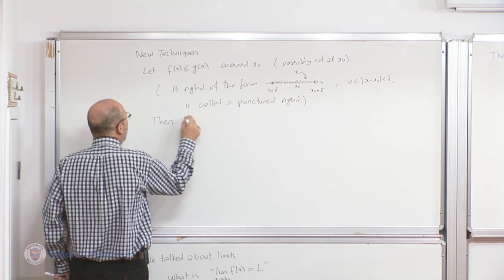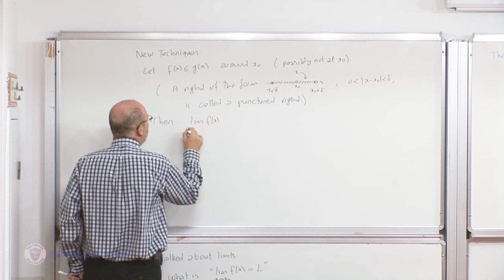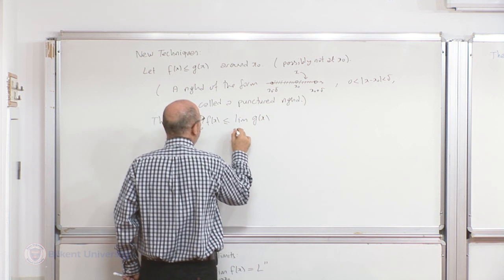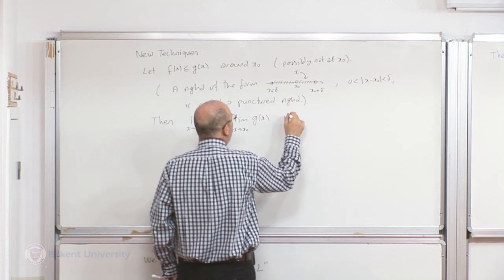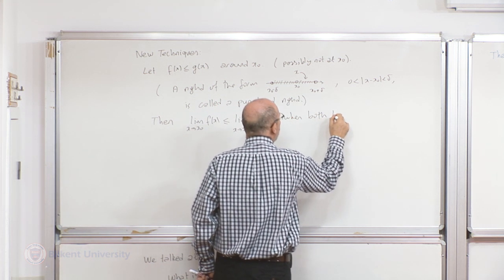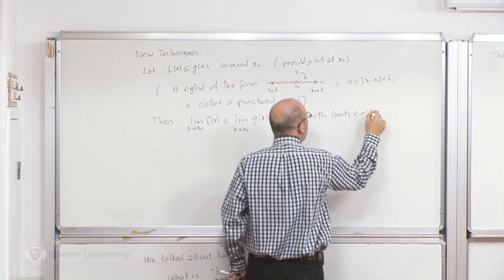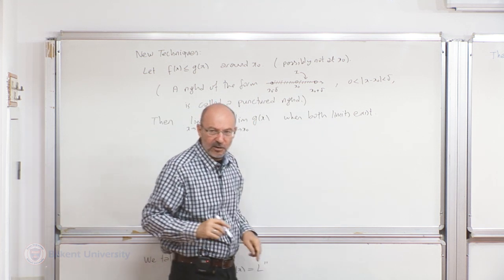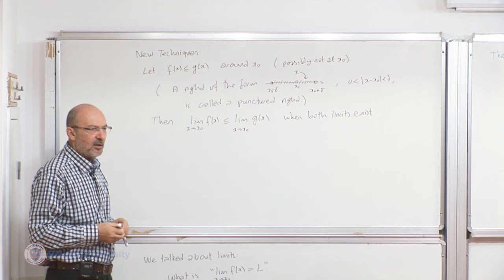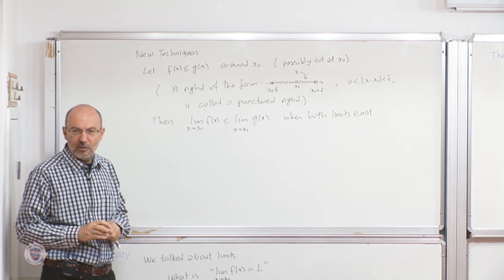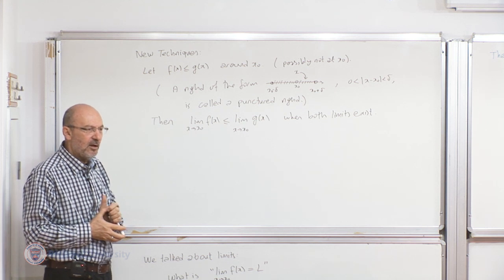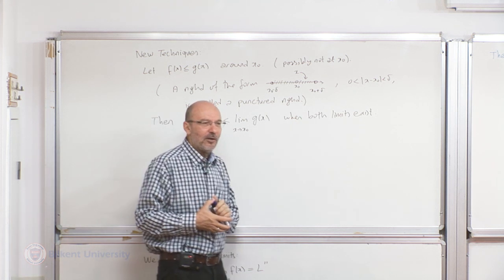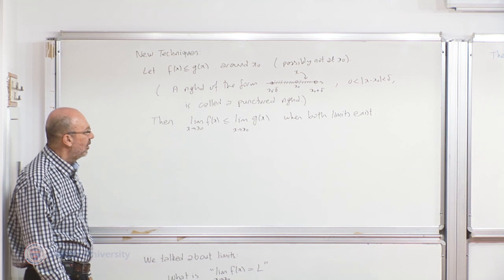Then, the limit of f of x as x goes to x sub 0 is less than or equal to the limit of g of x as x goes to x sub 0, when both limits exist. In math books, in calculus for example, you will always see a safety sentence like this. That means that if the limit does not exist, normally you will just leave it there. But the author does not want to take any responsibility, so if you are writing a book, you have to say that the limit exists.